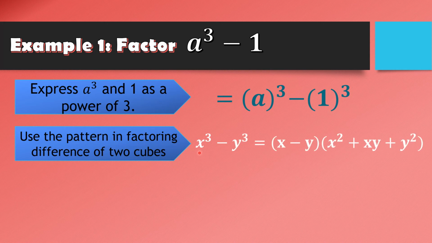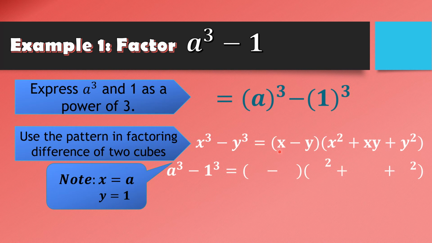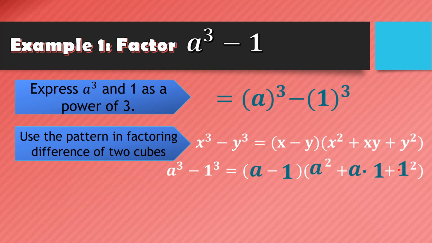Ano nga ulit ang magiging katumbas ng x dito sa ating binomial? Tama, ang katumbas ng x ay a. Paano naman ang y? Ano ang katumbas na dito? Correct, ang katumbas niya ay 1. So, lahat ng x, papalitan natin ng a, at lahat ng y ay papalitan natin ng 1. So, x, and for y, okay. Then, simplify natin ang part na ito.